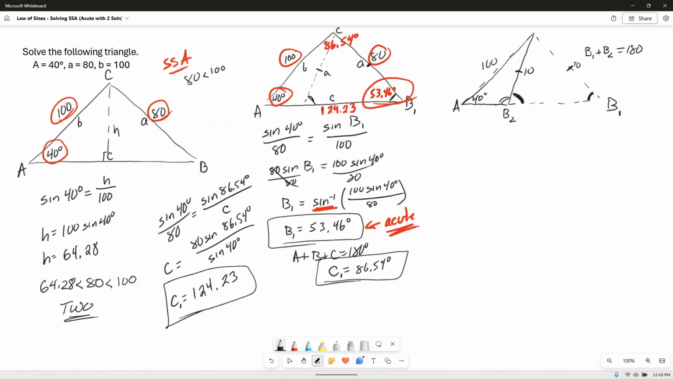And so that means B1 plus B2 has to be 180, which means B2 is going to be 180 degrees minus B1. And B1 was 53.46 degrees. So we get that B2 is going to be 180 minus 53.46, which is 126.54 degrees. So B2 is going to be an obtuse angle every time, because B1 is always going to be acute.